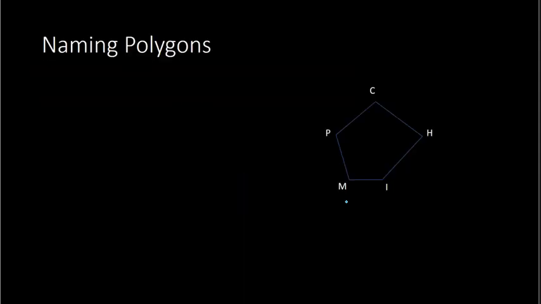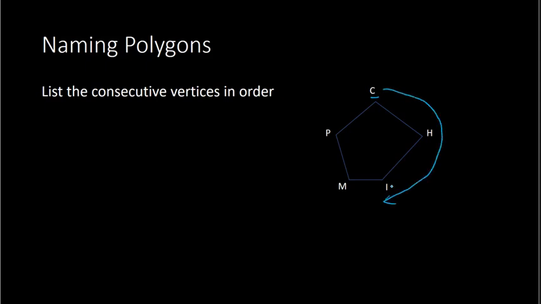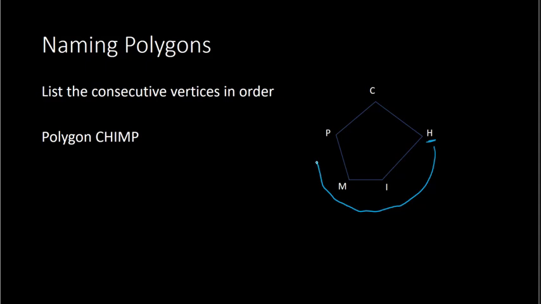When working with polygons, we can name polygons by listing the consecutive vertices in order. For example, I could start at the letter C to name this, and I work my way around either direction. So if I start at C, I can name this as polygon CHIMP. Now I would not have to start at C, I could start maybe here at H, and then work my way around. If I started at H, we would name this as polygon HIMPC.